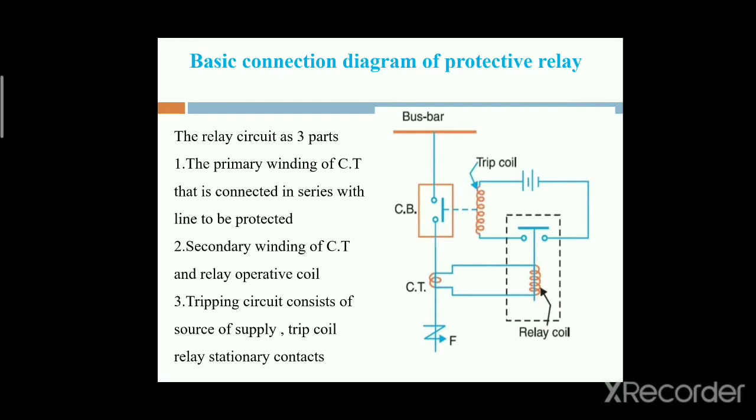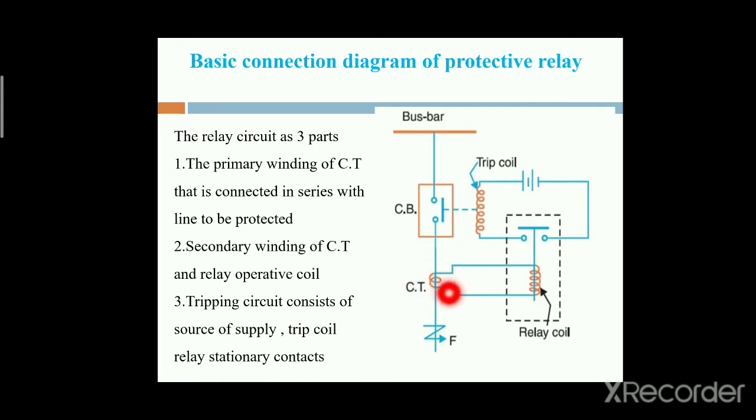Next, coming to the basic connection diagram of a protective relay. This is the relay coil. First, taking one bus bar. In that bus bar we are connecting the CT, that is the primary of the CT.